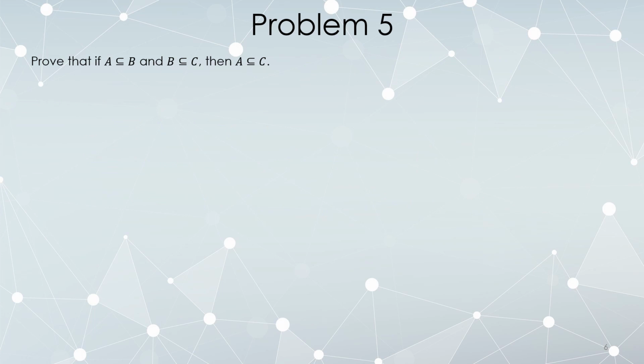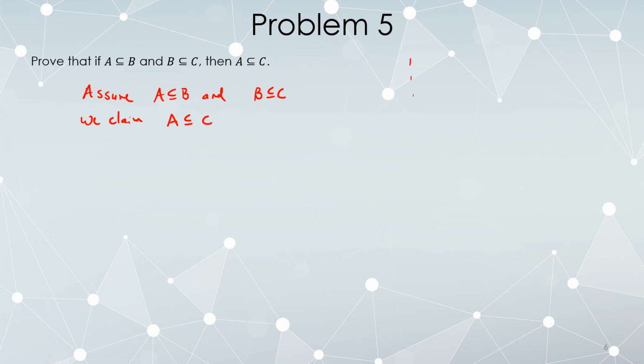So we have a conditional statement, if one thing and another, then something else. So we're going to do a direct proof. So we're going to assume the hypothesis, A is a subset of B and B is a subset of C. Now what we need to do is assert or claim that A is a subset of C.